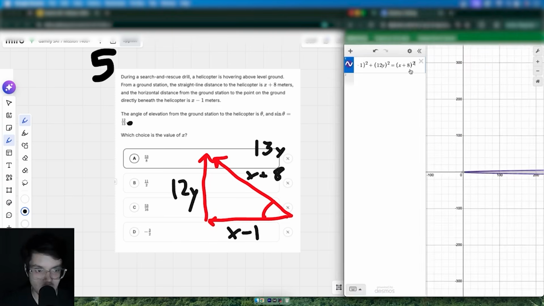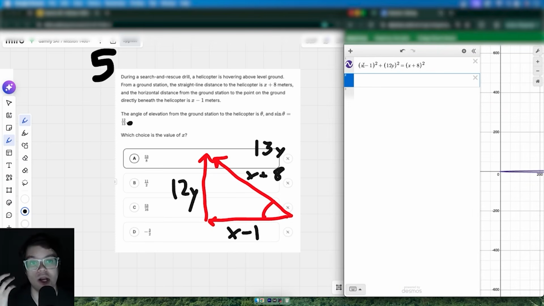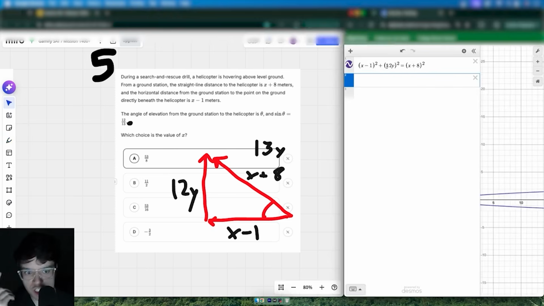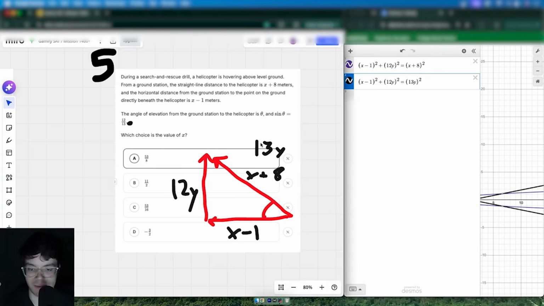Okay, so that's good, but if you've watched any of my videos before, you know this rule about how you must have at least as many equations as you have variables. So since we have two different variables here, x and y, we must have at least two different equations. So what we can literally just do is take this exact Pythagorean theorem, copy and paste it, and then instead of this, we can just say 13y and have that be the squared term, because it would be the exact same measurement. x plus 8 is the exact same as 13y. They're the exact same number.